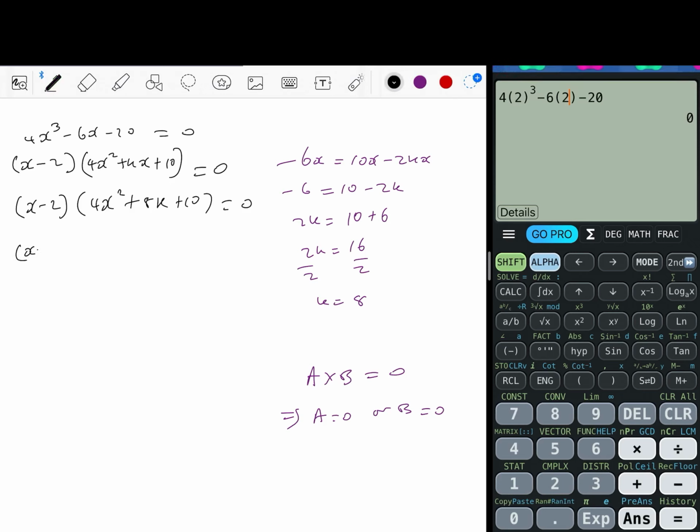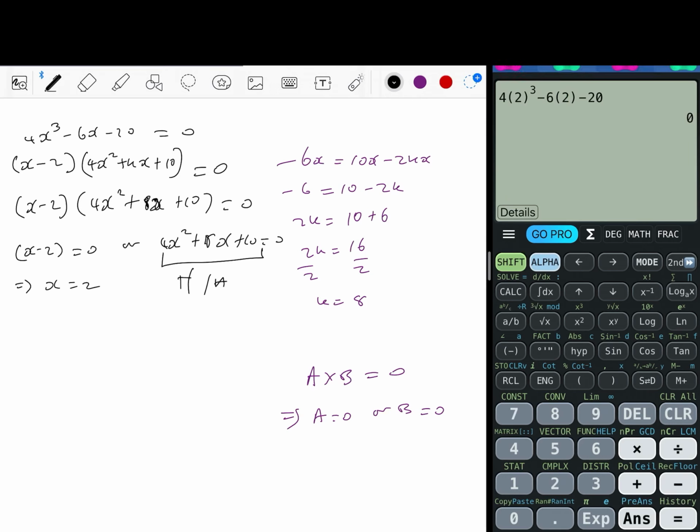So this can be x minus 2. x minus 2 can be 0, or this equation, 4x squared plus 8x plus 10, is equal to 0. This is for x, by the way, not k. One of the two equations can be 0. And this one gives x equal to 2, but this one is not equal to 0. Why is this not equal to 0?